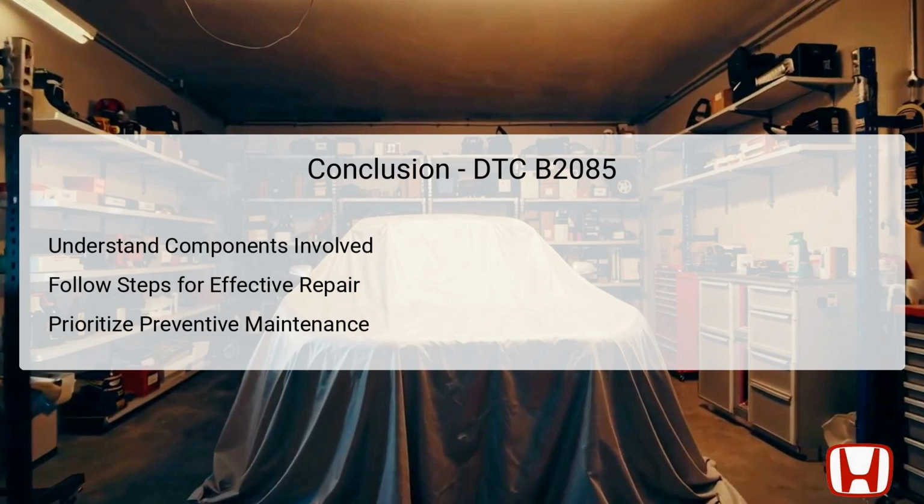Each key part, from the half-latch switch to the control unit, plays a vital role in ensuring smooth operation. By following the detailed troubleshooting steps outlined, technicians can systematically identify the root cause of the problem and implement proper repairs. Additionally, prioritizing preventive maintenance can mitigate the chances of encountering similar issues in the future. This comprehensive approach not only enhances vehicle functionality, but also significantly improves passenger safety and convenience.